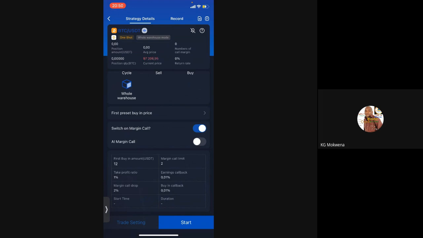Sometimes you may be scalping with a big first buying amount. Maybe you had $120, and now this time you want to go in with $12. Always check if your first buying amount is exactly what you wanted to start with, so that the robot doesn't go into the market with a big amount that you're not intending to place at the moment. So now all is perfect according to what we have there.